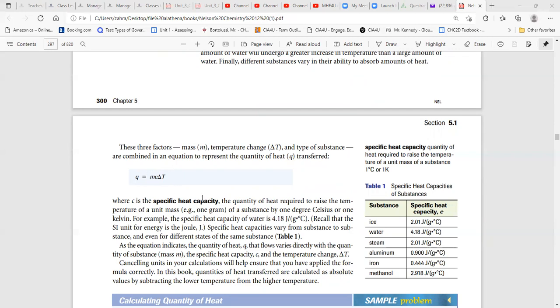Well, what is the heat capacity? Heat capacity is the amount of energy in joules you need to give a substance to increase the temperature of 1 gram of the substance by 1 degree Celsius.